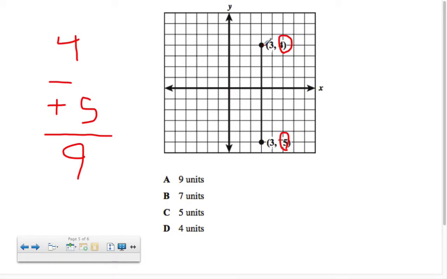Look, we start at the dot. 1, 2, 3, 4, 5, 6, 7, 8, 9. Oh, the answer is 9. So don't let these negative numbers scare you if you have lines that you can count on.